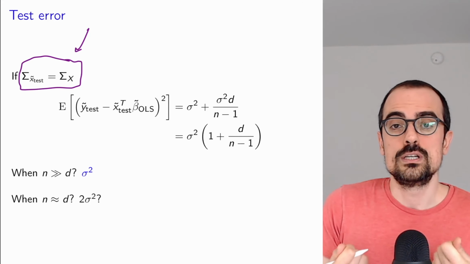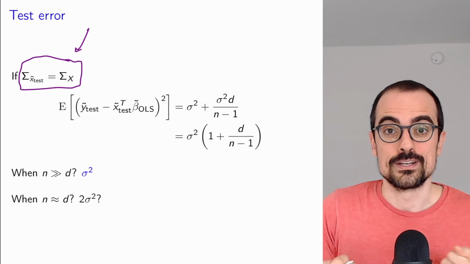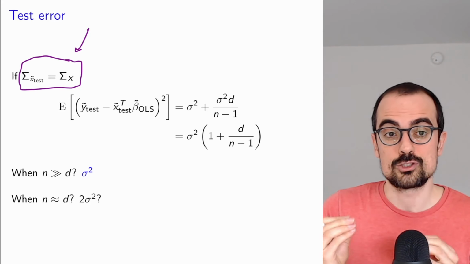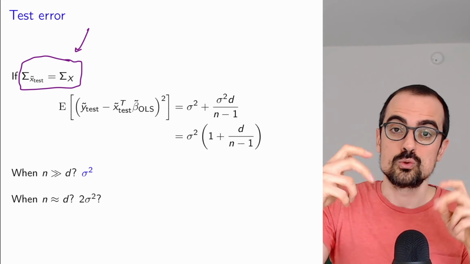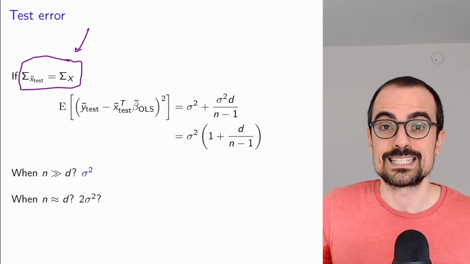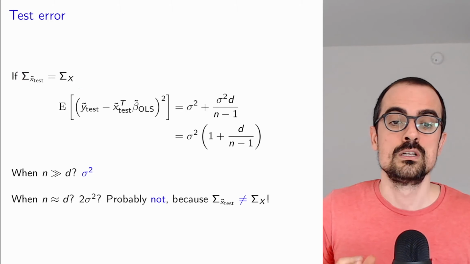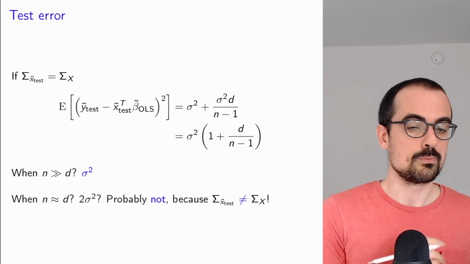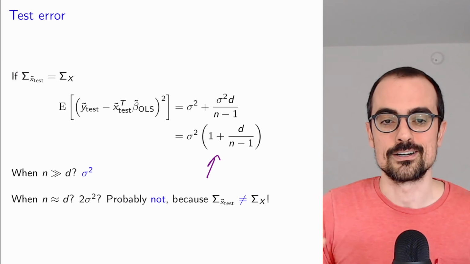There's not going to be cancellation because the covariance structure of the features in the training data does not correspond to the true covariance structure that is observed in the test data. So that cancellation does not happen anymore, and we cannot expect the formula to hold. We probably will observe much more test error.